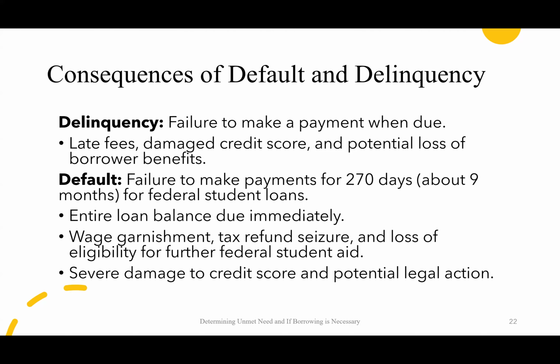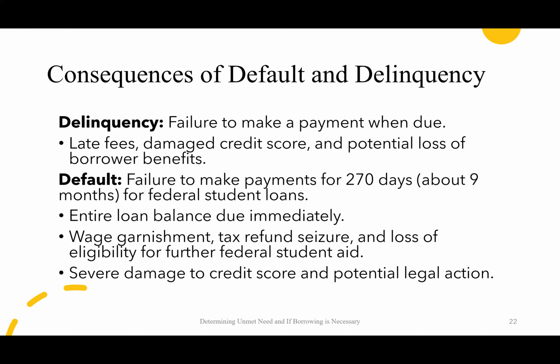And default is the failure to make payments for 270 days, or about 9 months, for federal student loans. When a student defaults, their entire loan balance is due immediately. So instead of having that grace period, that would definitely not be an option anymore. And so the student will be responsible for paying the entire loan.